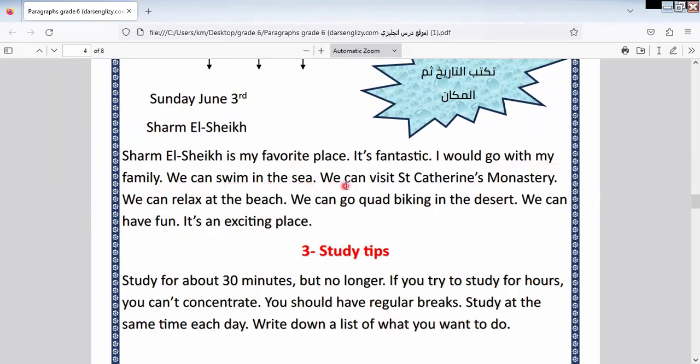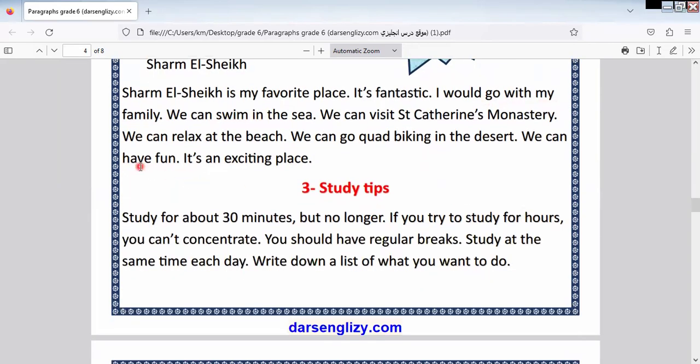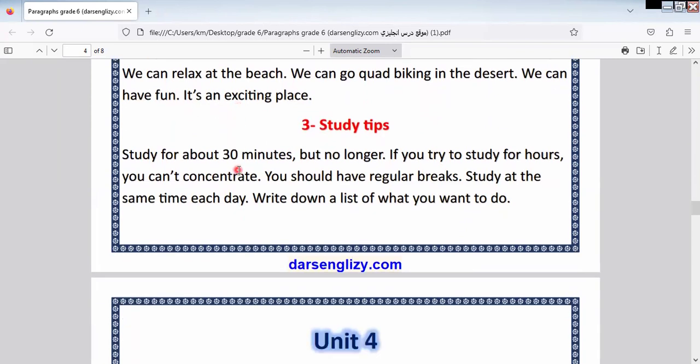We can swim in the sea. We can visit St. Catherine's Monastery. We can relax at the beach. We can go biking in the desert. We can have fun. It's an exciting place.